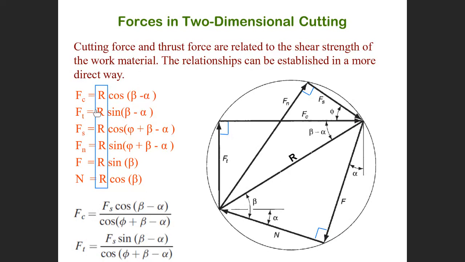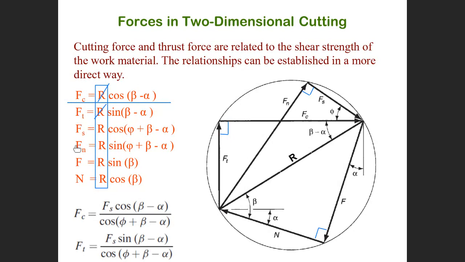If you would like to obtain, for example, Ft as a function of Fc, what do you do? Simply you divide here. Whenever you divide, the R goes with the R. Then Fc equal to Ft cosine beta minus alpha divided by sine beta minus alpha. This is Fc and Ft.